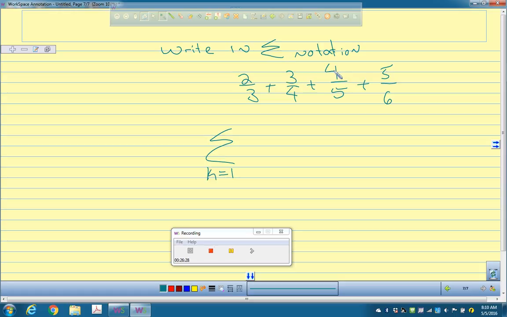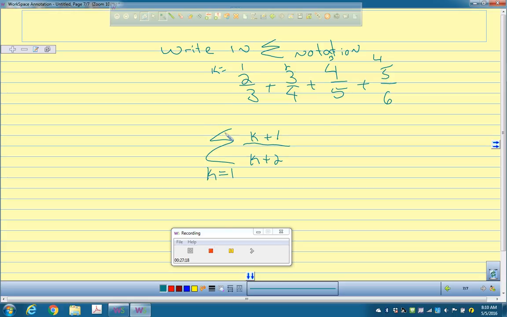How is this number on top related to k? If this is k or n equals 1, 2, 3, 4, how is the number on top related to the number of the term? Calvin? It goes up by 1 each time. It's also 1 bigger, right? So I could write the top part of the fraction as k plus 1. What could I write the bottom of the fraction as? Jessica? K plus 2, right? Because the number on the bottom is 2 bigger than k, and the top is 1 bigger than k.